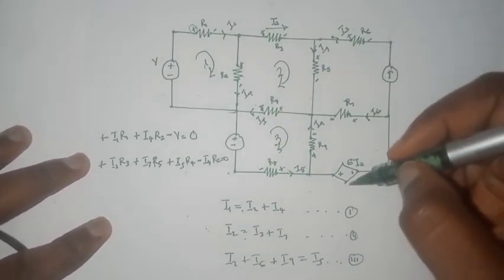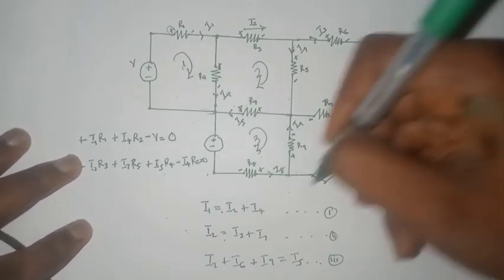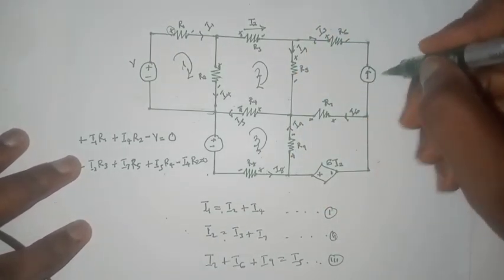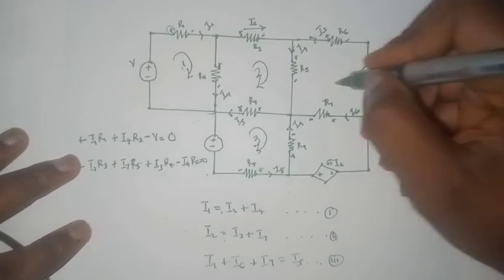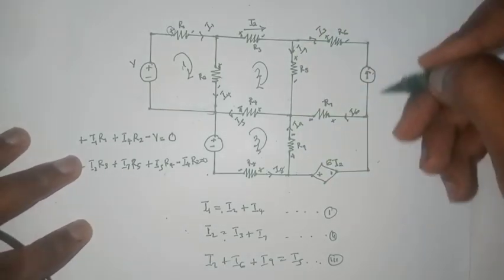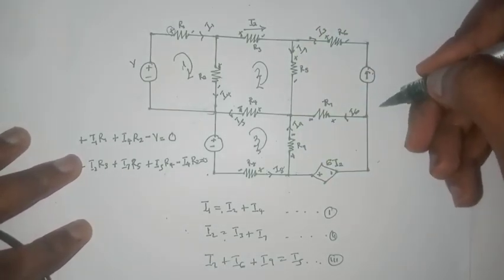One thing you should never make the mistake of doing is, if a loop contains a current source like this, that loop should not be used to write a KVL equation.